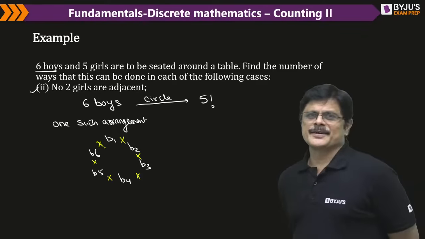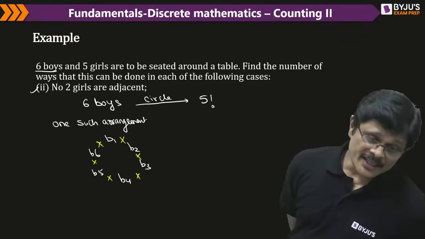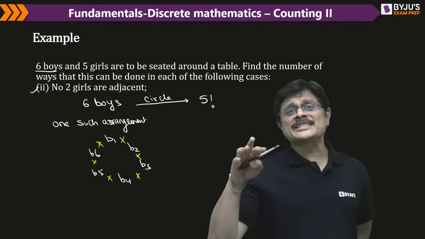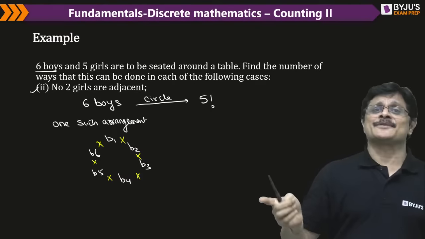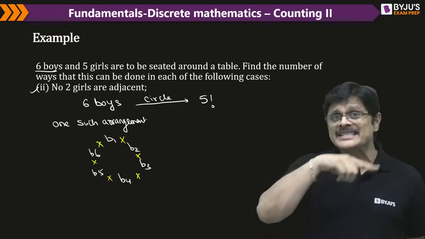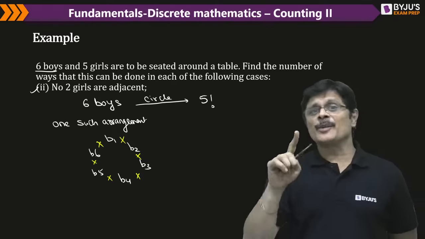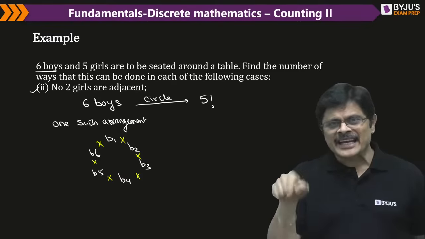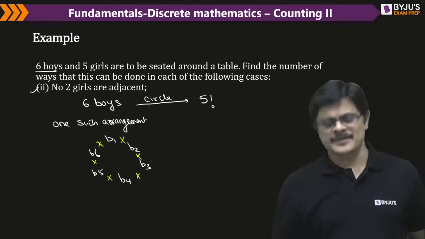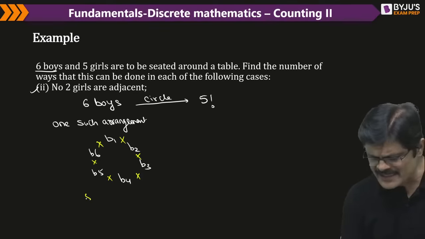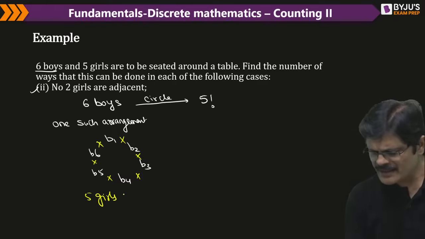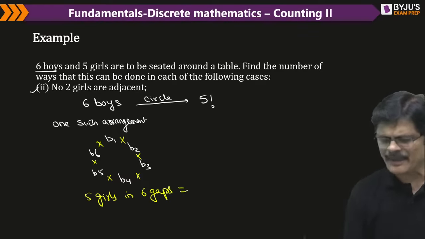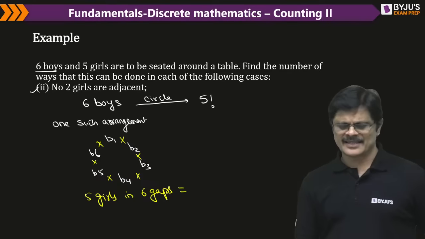My dear friends, look carefully. When you have n objects in a line, there will be n plus 1 gaps. But when you have n objects in a cycle or a circle, there will be n gaps only. So here, 6 boys in a circle, there will be 6 gaps. So you have to arrange 5 girls in how many gaps? 6 gaps.